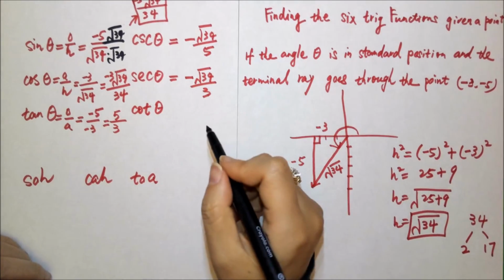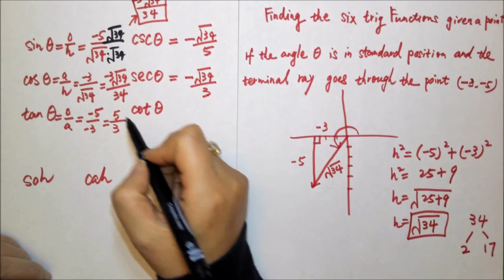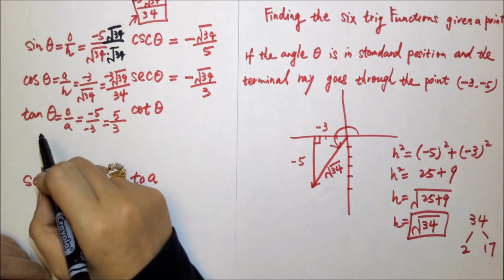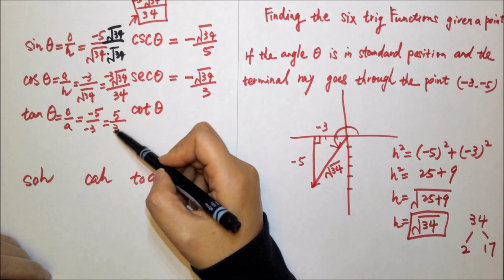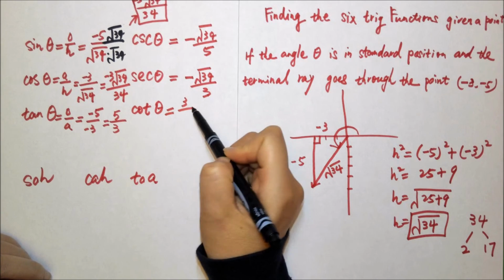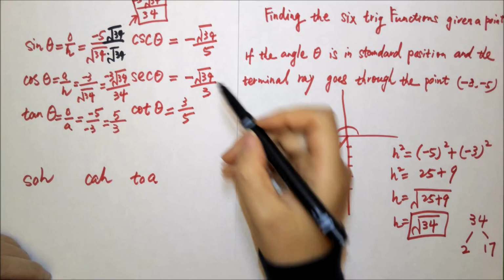Cotangent theta will be reciprocal function with a tangent. Therefore, I need a reciprocal result for 5 over 3. Therefore, 3 over 5 will be the answer for cotangent.